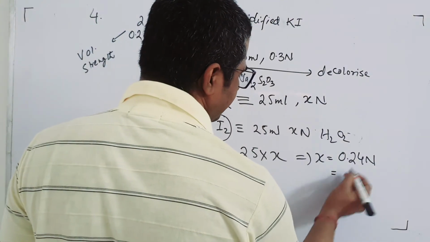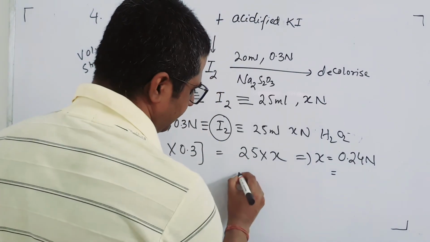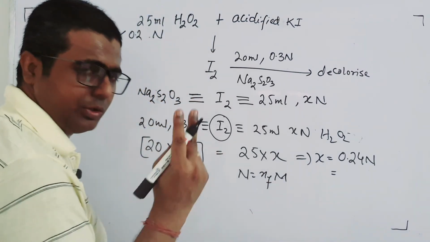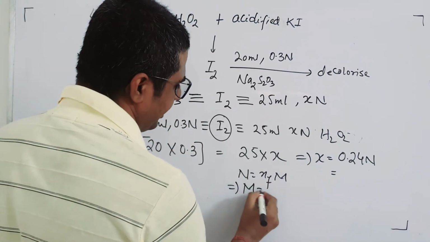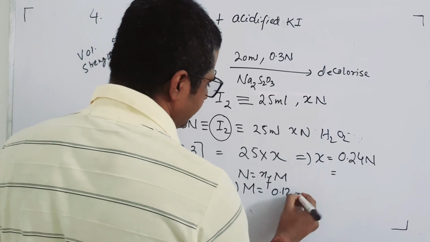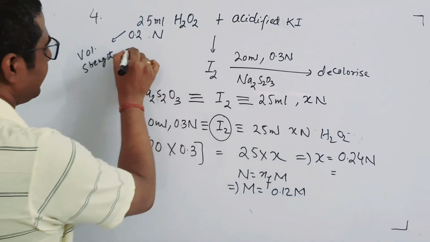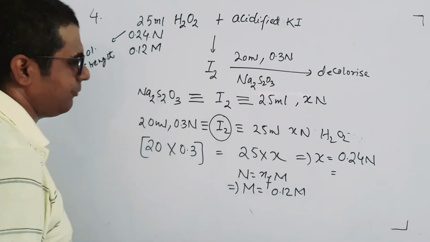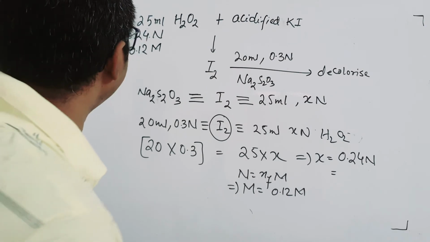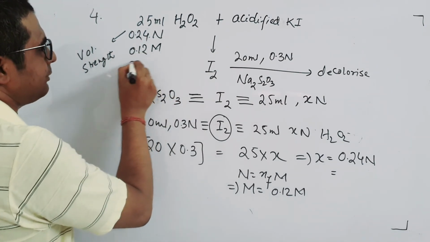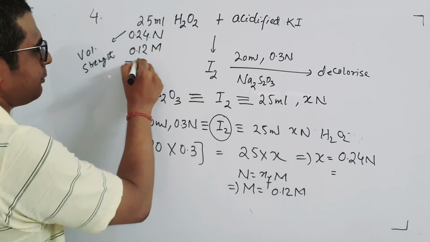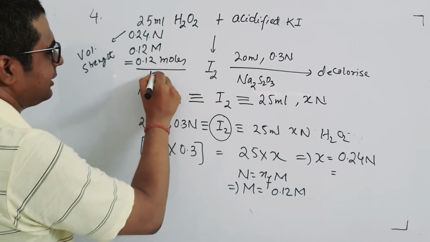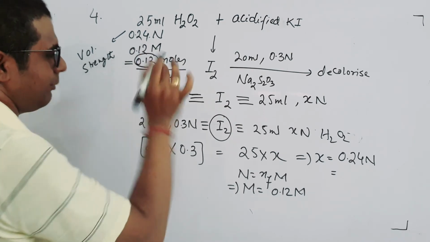What is molarity? You know how to calculate. Normality is equal to n factor into molarity. The n factor for H2O2 is 2, so molarity will be 0.12 molar. So 0.12 molar you have already got. When you have got 0.12 molar, what does this mean? It means this many moles in 1 liter, right? So we know there are 0.12 moles in 1 liter.